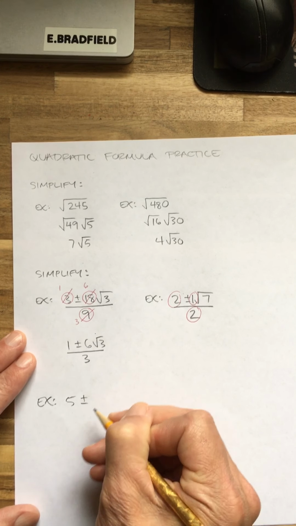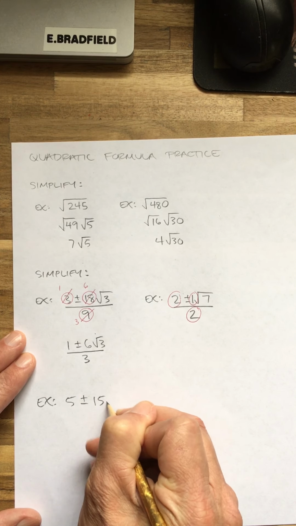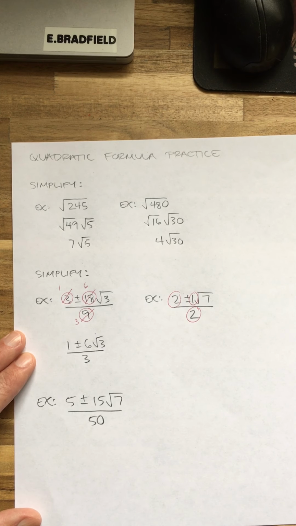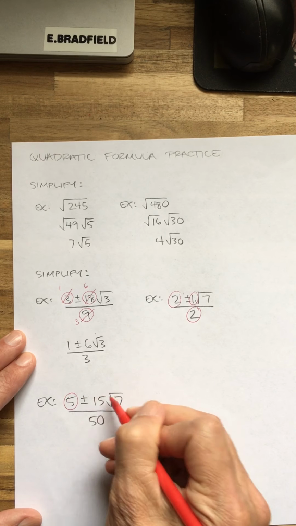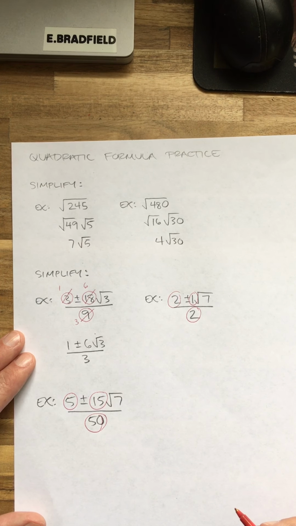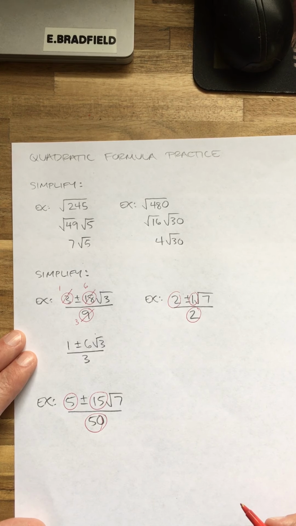5 plus or minus 15 radical 7 over 50. All right, let's circle the three numbers. This guy, and this guy. Do they all have something in common? Yes, good. They are all divisible by 5.